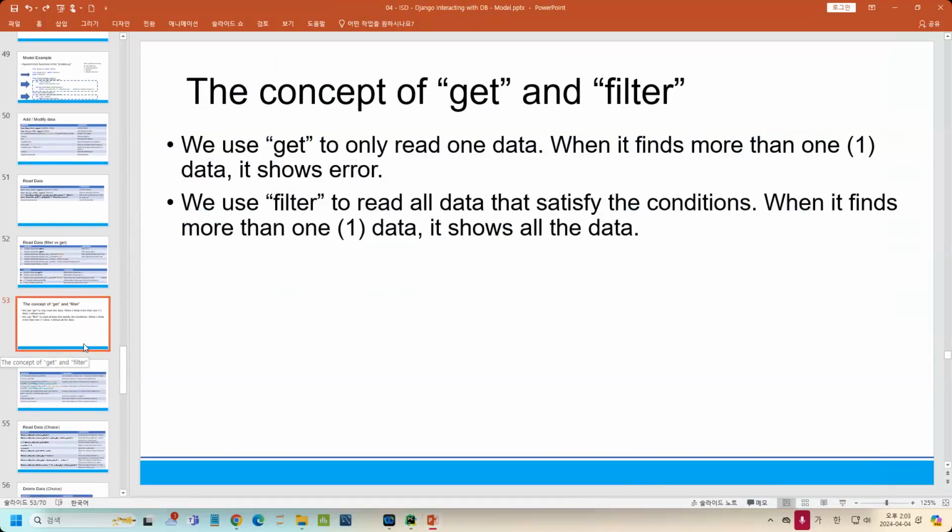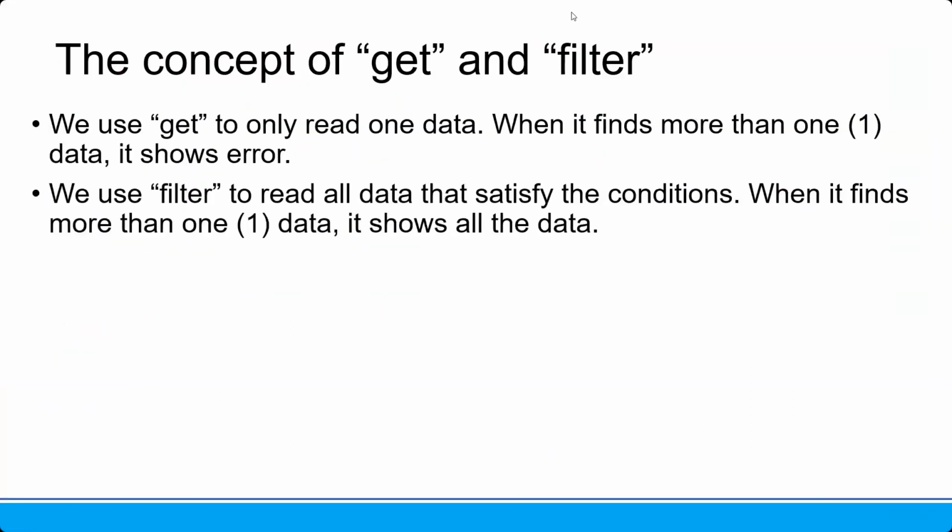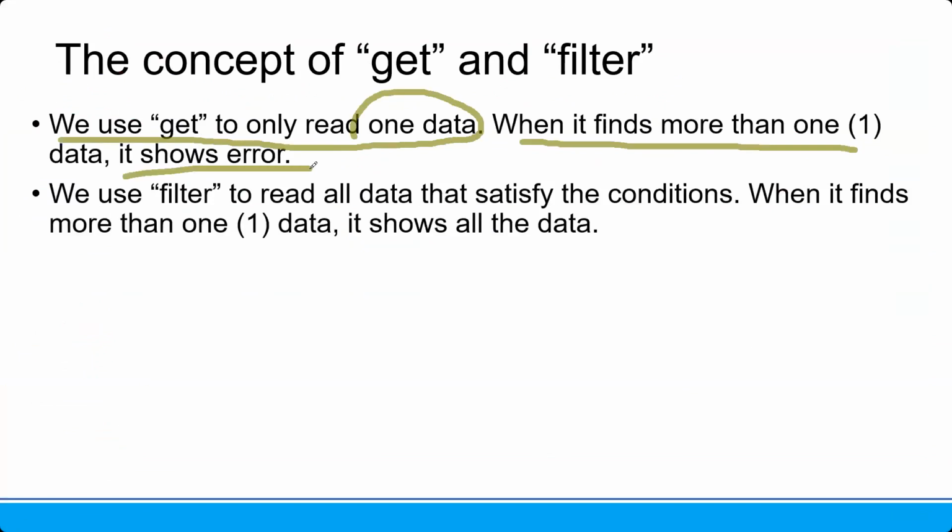Okay, so the concept of get and filter: we use get to read only one data. If we find more than one data, it will show an error. We use filter to read all the data that satisfy the condition. So when it finds more than one data, it shows all the data.